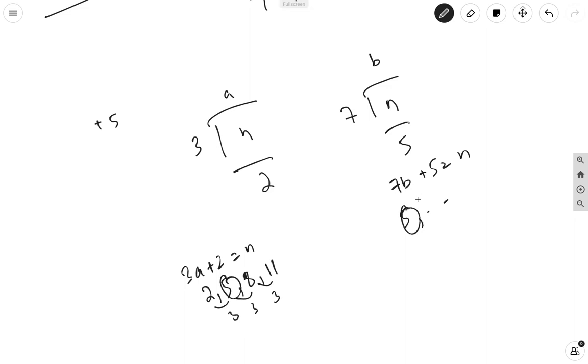Now, let's make a formula. What is the LCM of 7 and 3? 21. So n will be equal to 21x plus 5. When x is 0, the first term is 5. When x is 1, the term becomes 26. When x is 2, 47. When x is 3, this will become 68. And when x is 4, this will become 89.